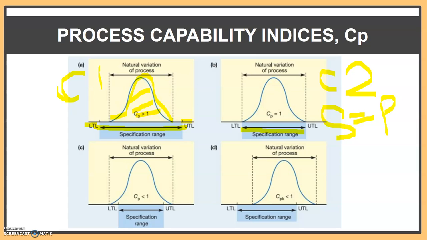Then the next is case 3. Your customer requirement is narrower than your process tolerance. This is not capable. How about this one? This is the shifting from the customer requirement, which is covered in the CPK. I will cover this condition in the next video.